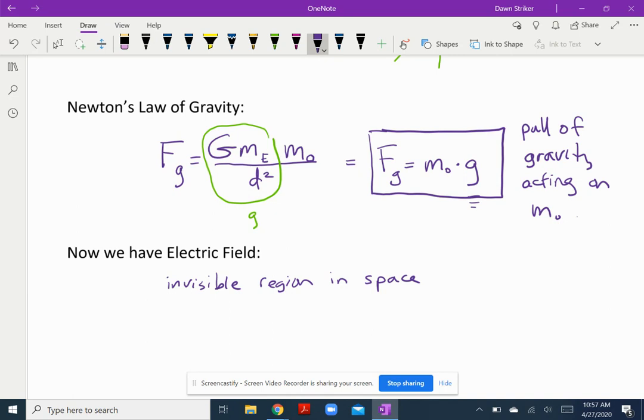Invisible region in space, surrounding not a mass, but a charge. Invisible region in space surrounding a charged object.